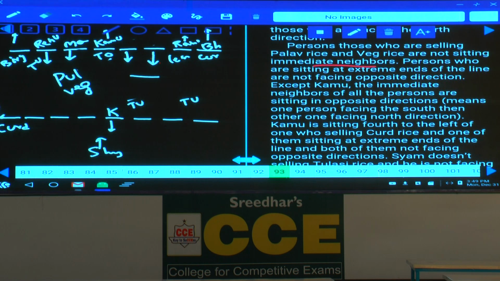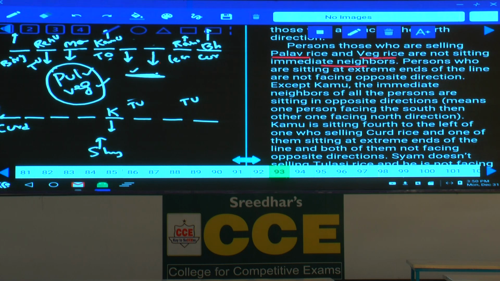As of now, we got this information. According to this one, tell me, persons who are selling pulao and veg rice are not immediate neighbors. As these two persons are not immediate neighbors, can these two persons be at this place in between Kamu and Ramu? They cannot be. Hence, this Manu must sell either pulao or veg rice. Between these two, only one. The other one must be in these two places.